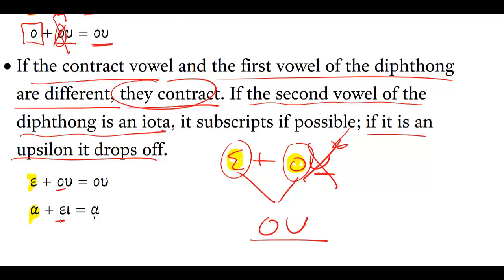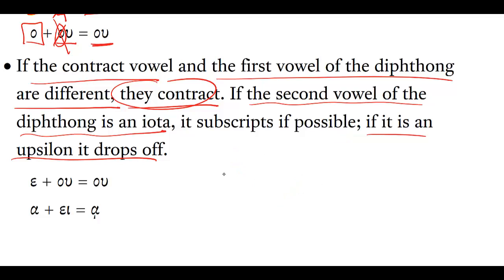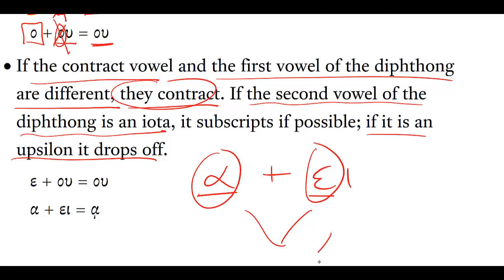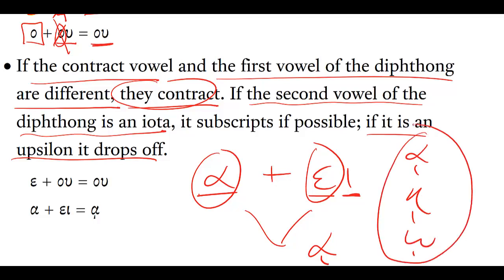So let's look at the second example of this pattern down here. We have the contract vowel alpha coming into the diphthong epsilon iota. Alpha and epsilon are different, so they contract. Remember, we apply our earlier rules. Get an A in elementary school, you get an A your whole life. Those combine to be alpha. If there's an iota and it can subscript, it does. You're like, well, how do I know if it can subscript? Iota subscripts under alpha, iota subscripts under eta, iota subscripts under omega. It can always hop under those three long vowels, okay?